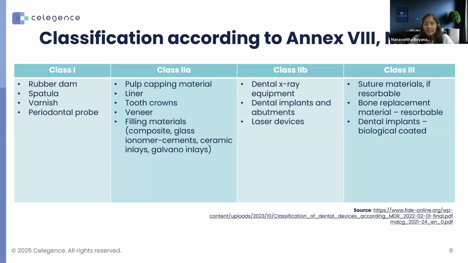So under MDD, claiming equivalence was a popular route to CE marking, as no separate or new clinical investigations had to be undertaken. However, under the MDR, equivalence has to be demonstrated considering technical, biological, as well as clinical factors. It has to be shown by the manufacturer that the device which is being evaluated is not clinically, biologically, or technically different to an equivalent device.